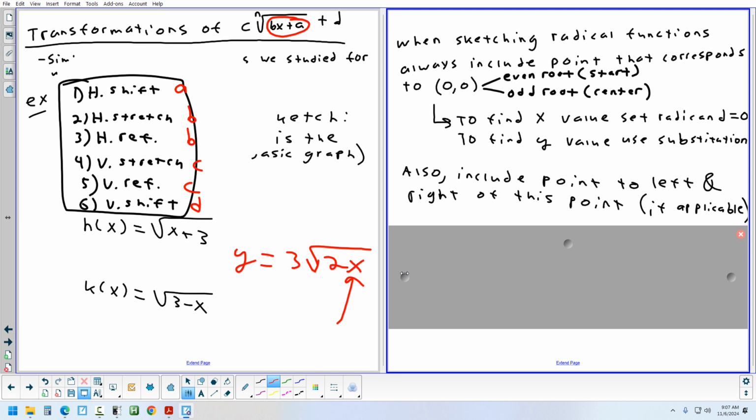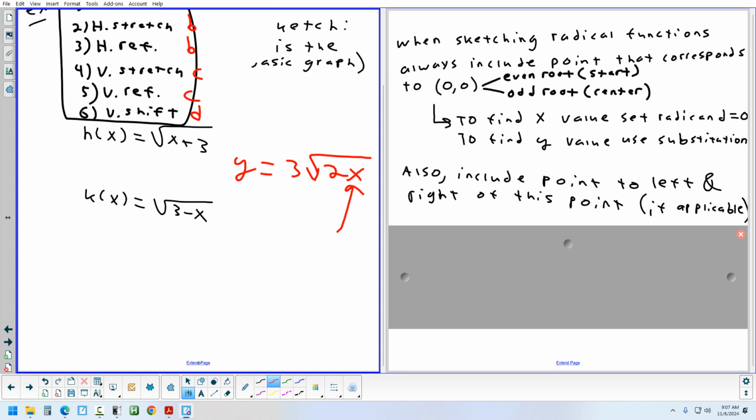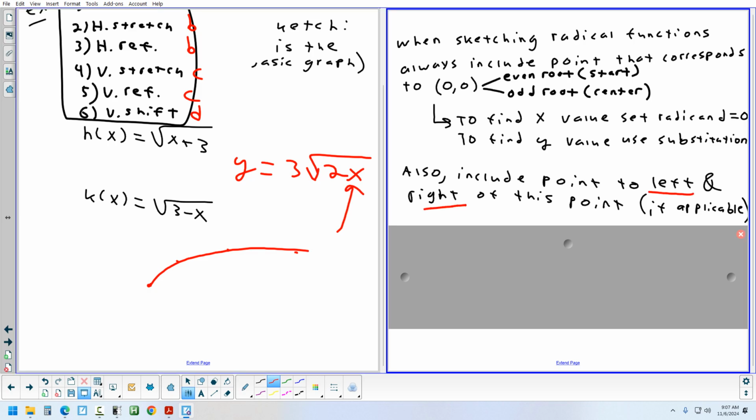After we find that point, we need to get some more points. If it's an even root, that's easier, because all you have to do is check a few points in one direction, like that. If it's an odd root, then you're going to have to check points in both directions, to the left and to the right, because your graph has to be drawn in both directions.